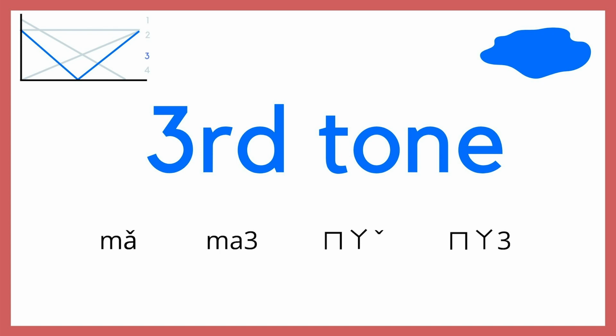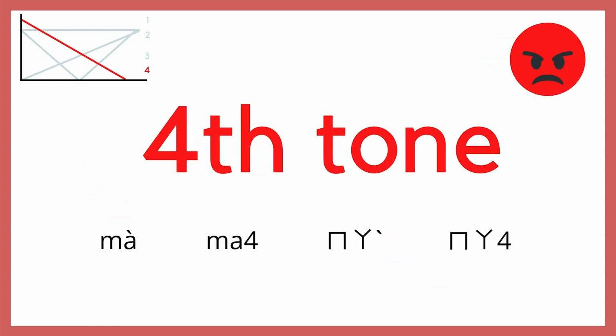Ma. I chose blue because the way the third tone goes down makes me think of someone dropping a pebble into a lake, like plop. That's exactly what the third tone sounds like in real life. Ma. Plop. Ma. Plop. Hear it? The way that you write the third tone is with a V-shaped check mark on top of the vowel, as you can see here.